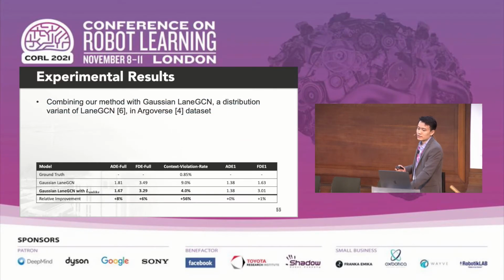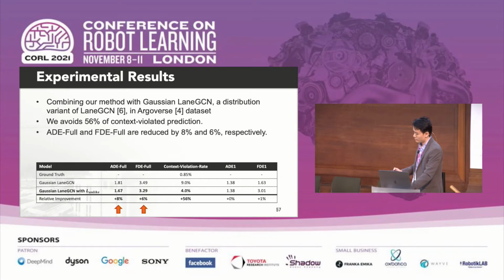When combining our method with Gaussian Land-Gaussian, a distribution variant of Land-Gaussian, and evaluating on the Argos dataset, we avoid about 56% of context-violated predictions. ADE and FDE are reduced by 8% and 6% respectively. So our method helps reduce the context violation and improve the distribution accuracy.